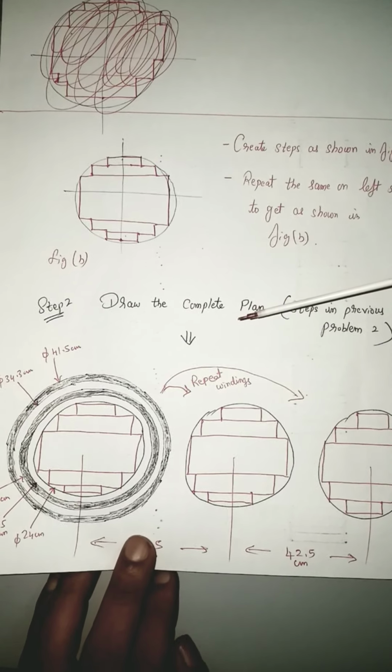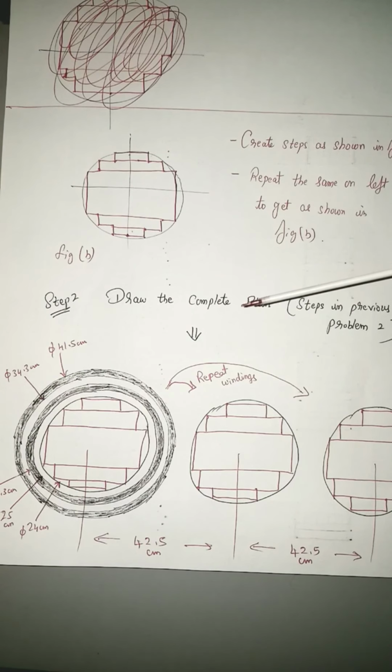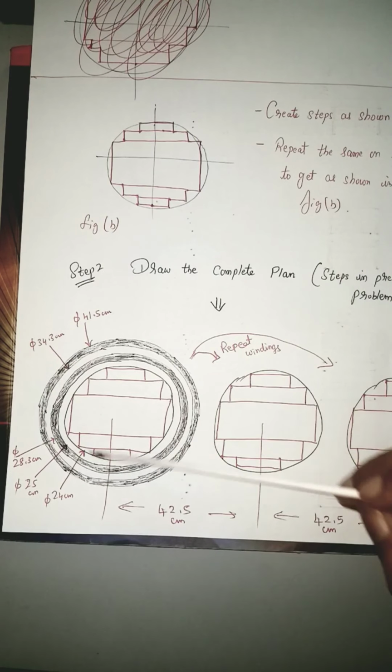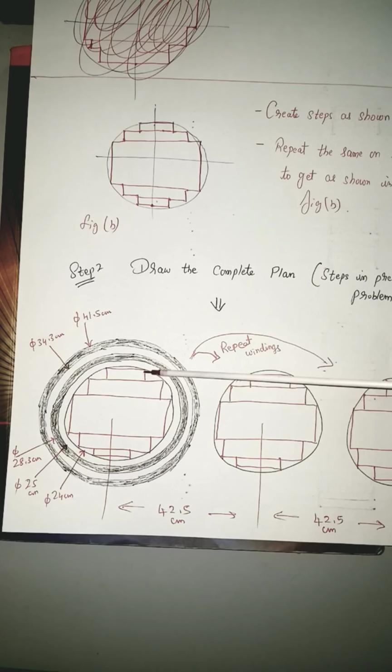Similar to the previous problem, we had ended up with design calculations. After design calculation, we immediately go to the plan. So again, coming to the plan, it's very much similar. Already you have drawn this particular core. We redraw that core here, and above the core you'll be placing LV winding and HV winding. It's very straightforward in nature.